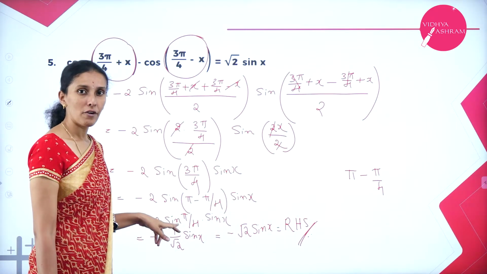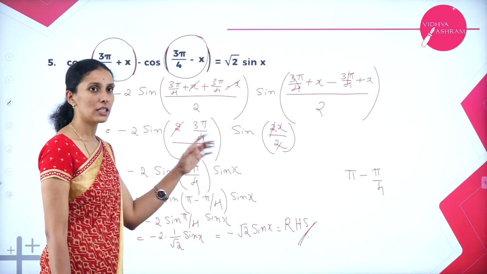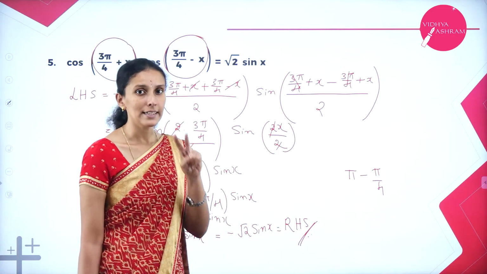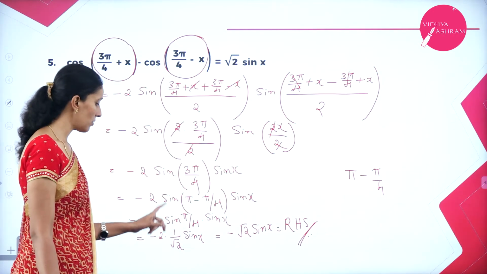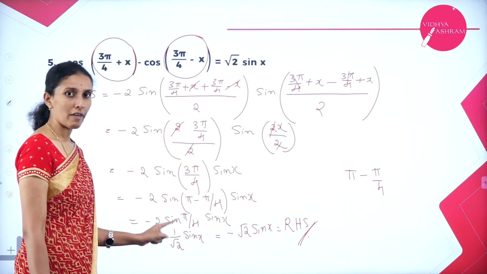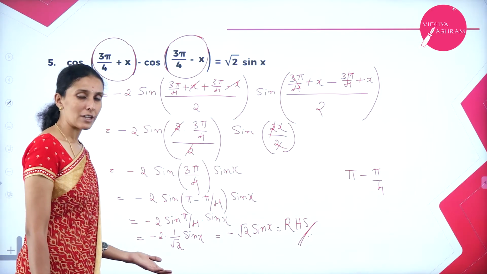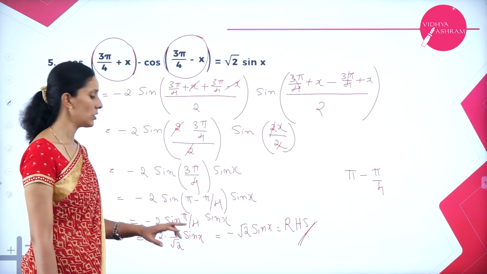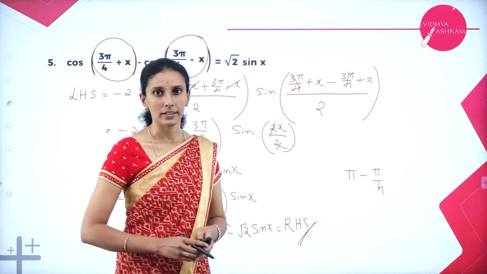Now this is in the form of sin pi minus x. So sin pi minus x means it comes in the second quadrant. In the second quadrant, the sin function is positive. So sin pi by 4, you will get the value of sin pi by 4 is 1 by root 2. 2 by root 2, after rationalizing or by cancellation, you will get it as root 2 sin x, which is your right hand side.